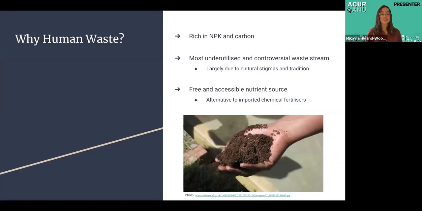Human waste is the most underutilized and controversial waste stream available, earning it great potential for its incorporation into agriculture. This waste is often referred to as biosolids and is rich in nitrogen, phosphorus and potassium, NPK, and carbon because of our diverse omnivorous diets. These are the macronutrient building blocks that plants require to grow, and the composition of chemical fertilizers. Therefore, if human waste is processed correctly, it has the potential to act as a free and accessible alternative.